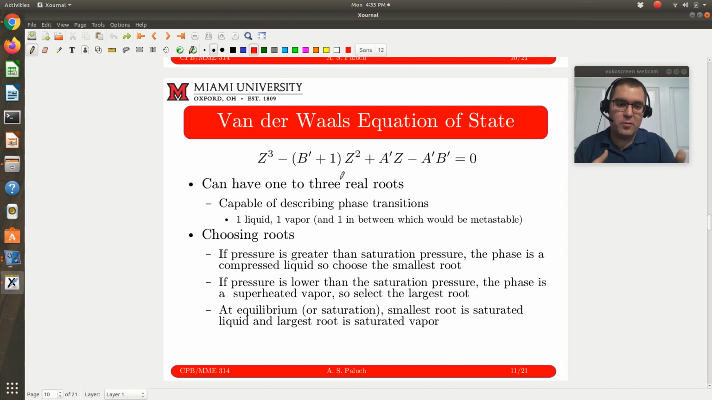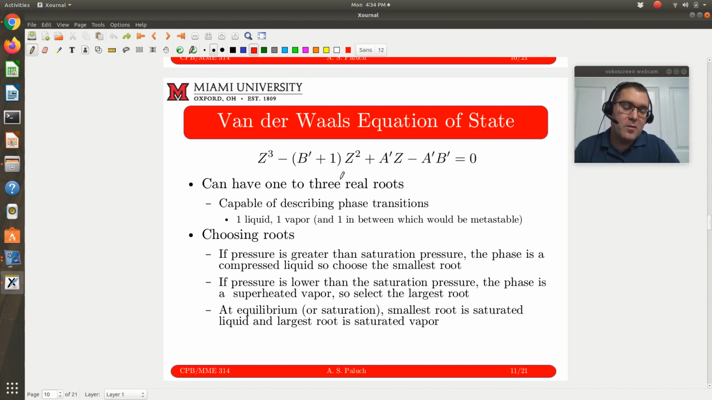Now you can get up to 3 real roots. Generally, if you are near saturation, then you'll get 3 real roots. The root closest to 0, the smallest root, would correspond to my liquid, the largest root would correspond to vapor, and the one in the middle I would throw out. And what do I use, liquid or vapor? Well, if I'm at coexistence, I use both. Otherwise, I would need to know what phase I'm in, whether that's the liquid region, so compressed or subcooled liquid, or vapor, superheated vapor, in order to determine which one I use. But you never use the middle one.